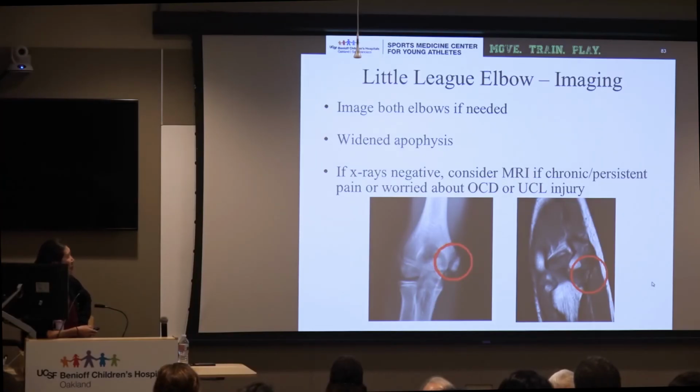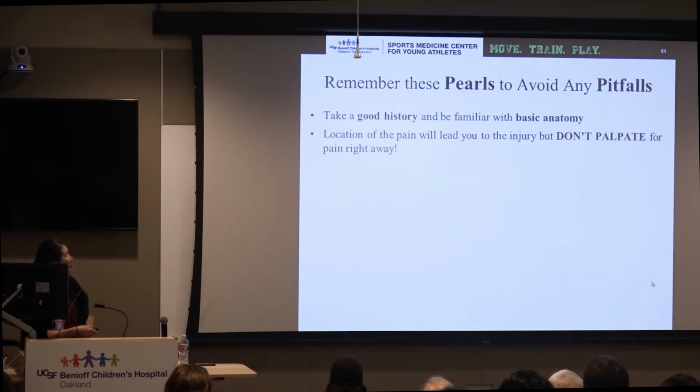Okay, image both elbows if needed. And again, if x-ray is negative, consider an MRI. So remember these pearls, avoid any pitfalls. In summary, take a good history and be familiar with basic anatomy. Okay, or have an anatomy book. I do it all the time.